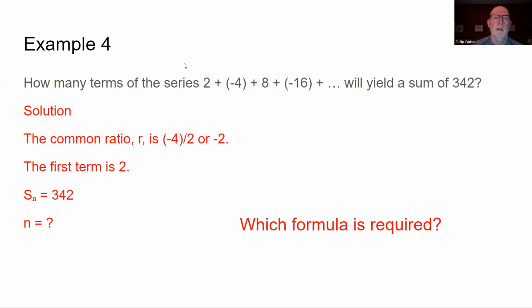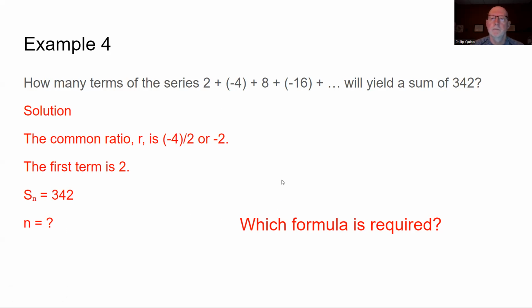Common ratio is term 2 divided by term 1. So -4 divided by 2, right here. So common ratio is -2. First term is 2, and we know the sum. What we don't know is n, how many terms of the series. But we can find n.